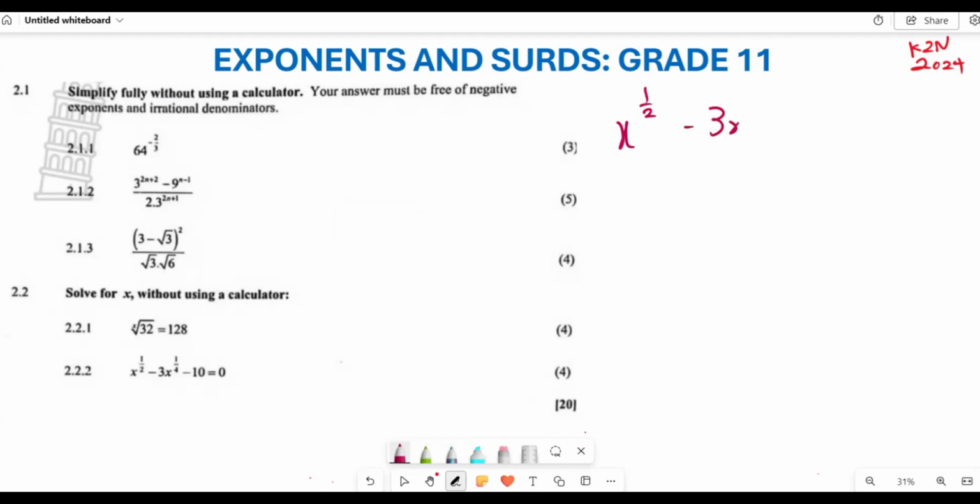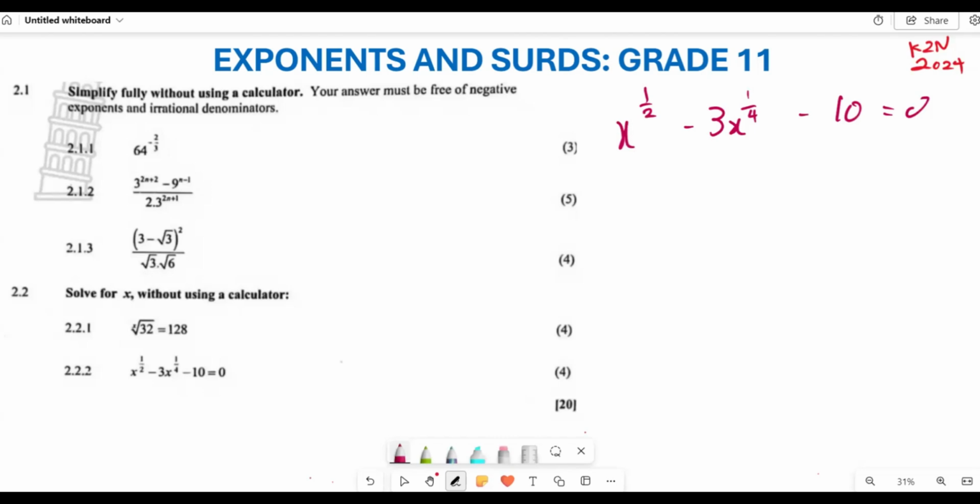Subtract, this is the same as 3 to the power of 1 over 4. Now this is subtract 10 equals 0. Surely these types of questions, we cannot just solve them anyhow. But I want you to understand that this is actually our quadratic equation altogether. This is, however, our exponential equation.